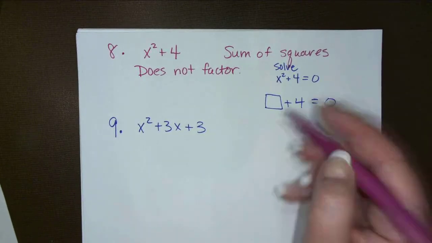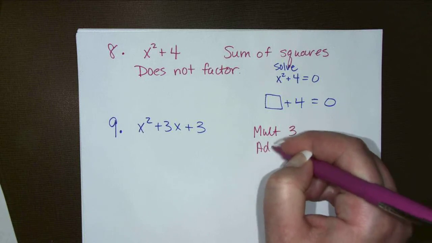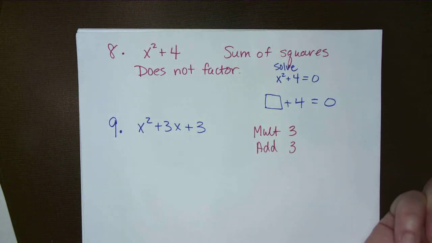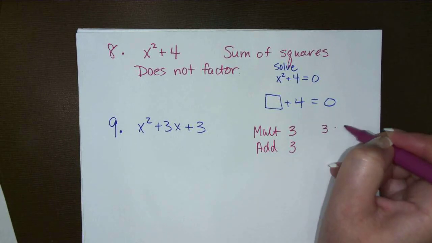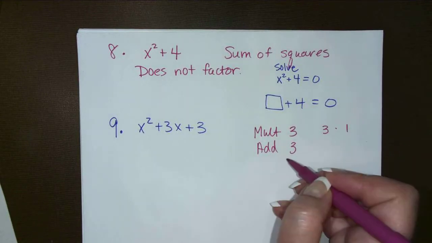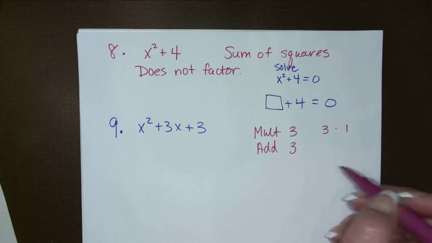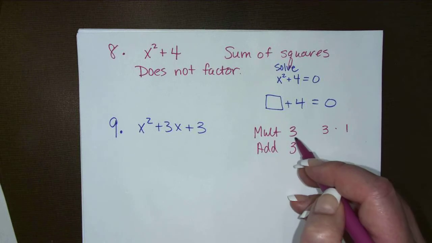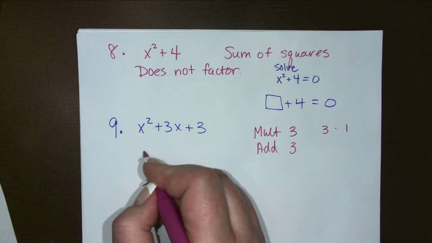So here we want 2 numbers that multiply to give 3 and add to give 3. So what numbers multiply to give 3? 3 and 1, that's the only option. What do they add to give? 4. And if you're worried about subtracting, what do they subtract to give? 2. So they add to give 4, they subtract to give 2. Is there any other options? Is there something else that multiplies to give 3? No. So we would say this does not factor.